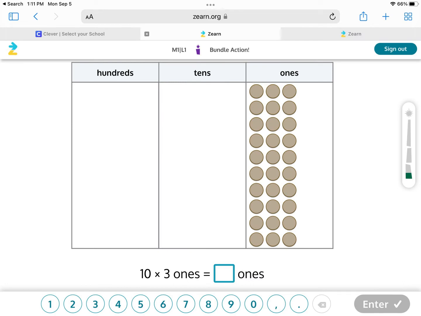First off, what they're asking us to do here is create 3 ones. Very simple. We started with these 3 dots. Then they wanted us to do it 10 times as many, and you'll see that we have done it 10 times. They're asking how many total dots are here, and we know if we do 10 times 3, we have 30 ones.